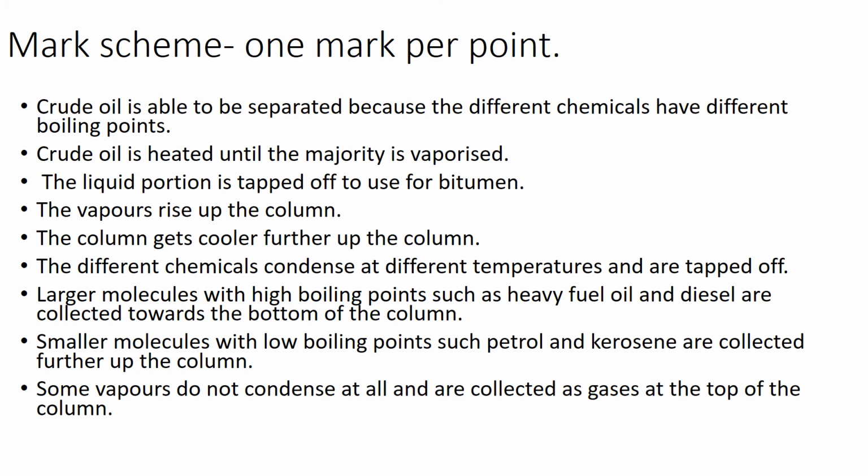And for the last point, you could say some vapors do not condense at all and are collected as gases at the top of the column because the top of the column isn't cold enough for those gases to condense. Okay, so tot up your marks and see how many you got right and see where you could add in any other points that you may have missed.